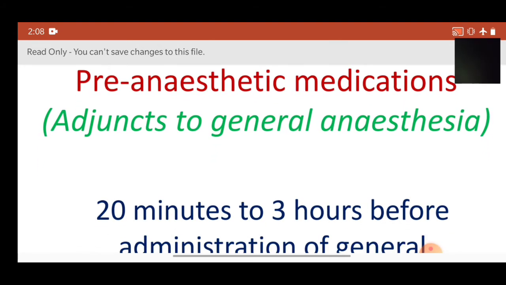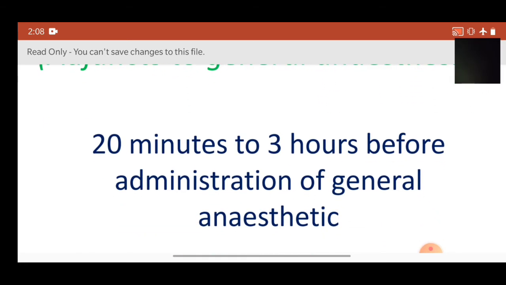These pre-anesthetic medications should be administered 20 minutes to 3 hours before administration of general anesthetics, so that they develop their effect to avoid unwarranted, undesirable changes in the patient's body just before surgery, during surgery, or after surgical operations.